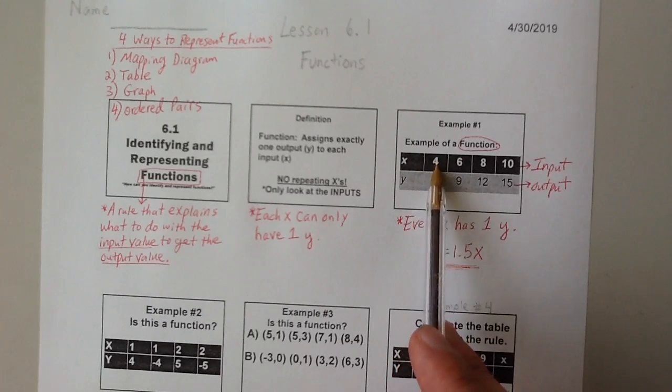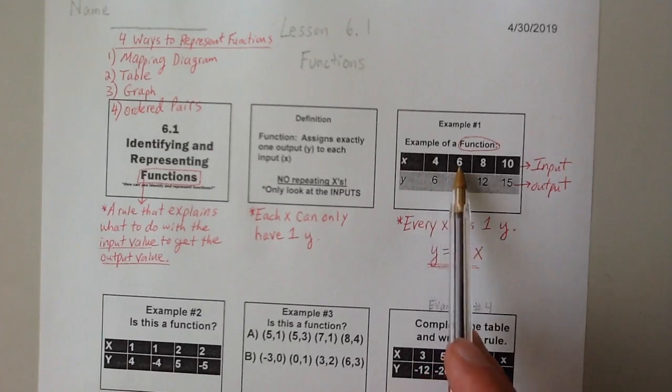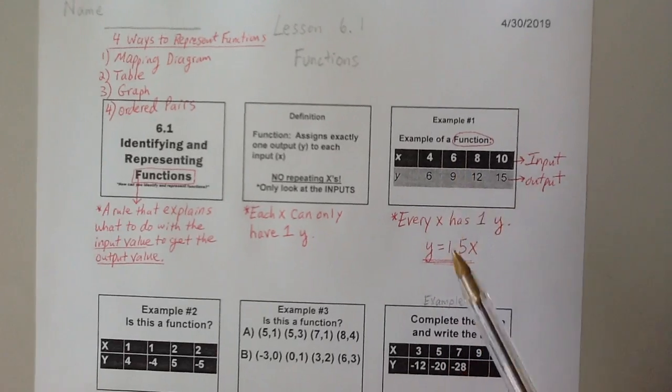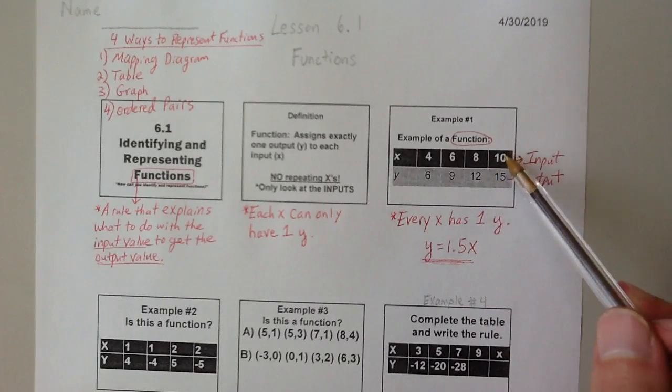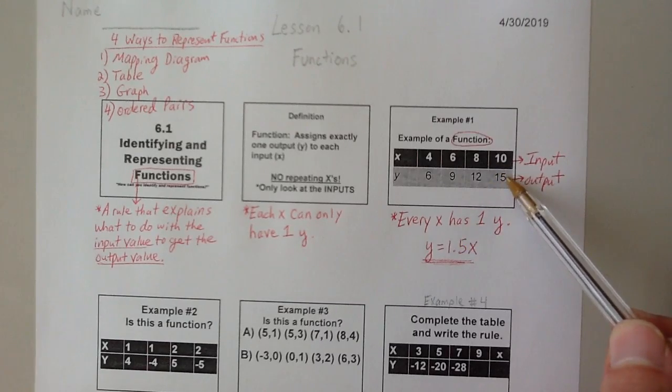So if I take this x value 4 and put it in where x is, well, 1.5 times 4 is 6. If I take the x value 6 and put it into the rule, well, 1.5 times 6 is 9. And the same thing happens for 8 and 10. You put 8 in, 1.5 times 8 is 12. And if you put a 10 in there, 1.5 times 10 is 15.